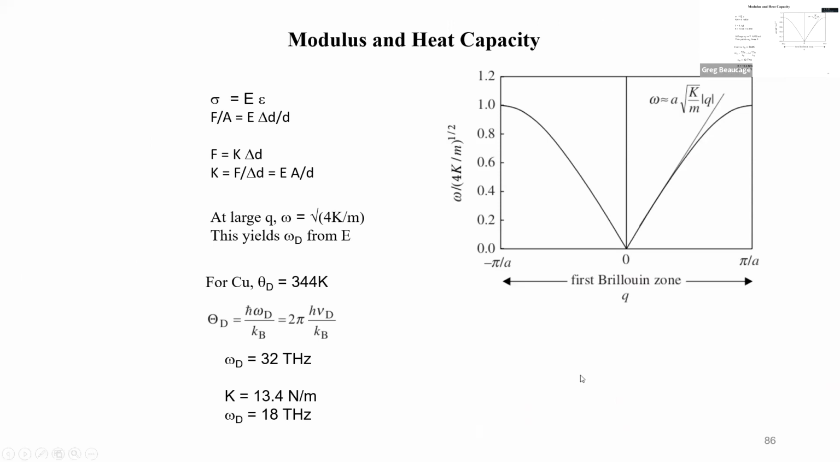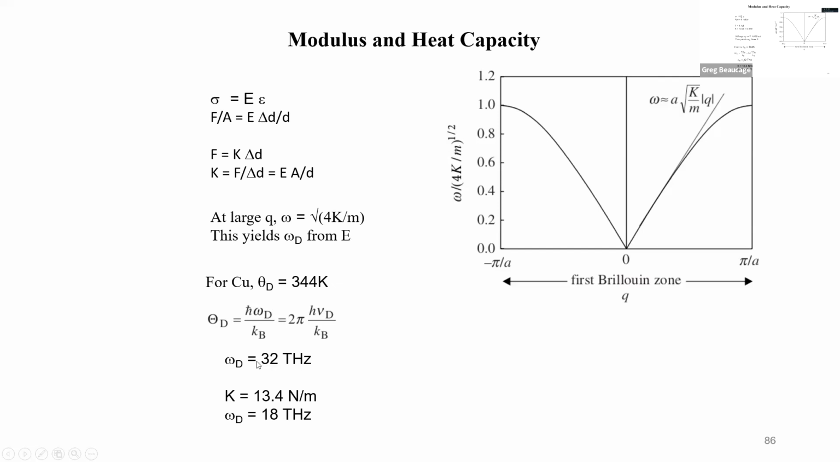So once you get all, right, so how do you get the modulus here? K is newtons per meter. Shouldn't it be newtons per meter squared? This should be per meter squared, I think. All right, there's the Debye temperature, 344. Oh, and then you can calculate the Debye frequency, 32 terahertz.